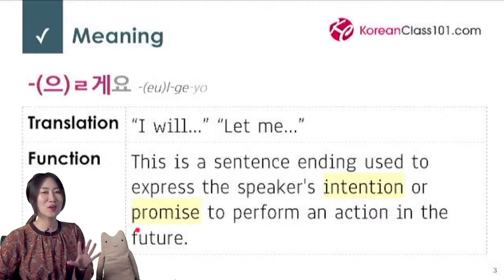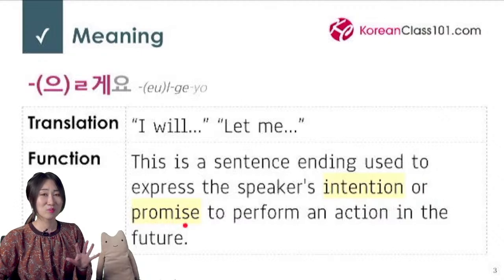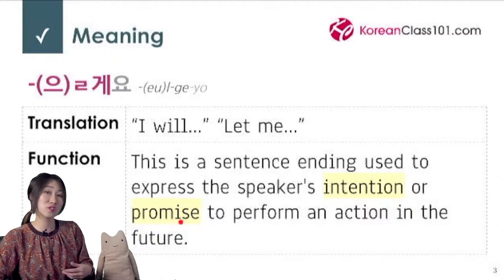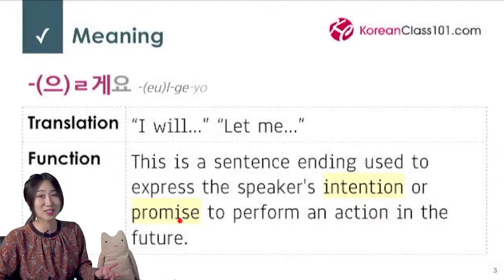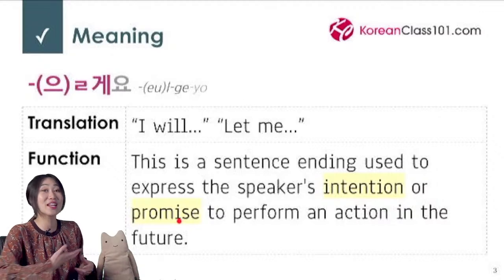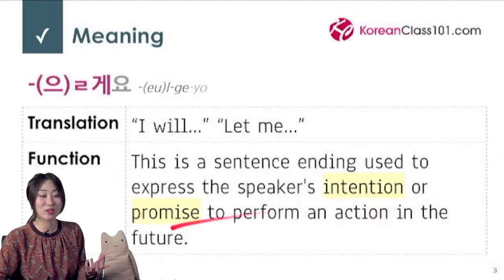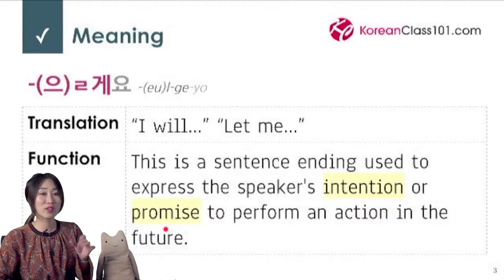I will do that. Or, I promise you, I'll do something. So this is often used as a future tense, because when you talk about your intention and promise, usually it's about the future. If it's the past, well, you cannot promise or show your intention because it already happened, right? But for intention and promise, this will happen in the future. So a lot of people think this is also one kind of future tense. But please remember, this is only used for the first person, I or we, let me or let us.